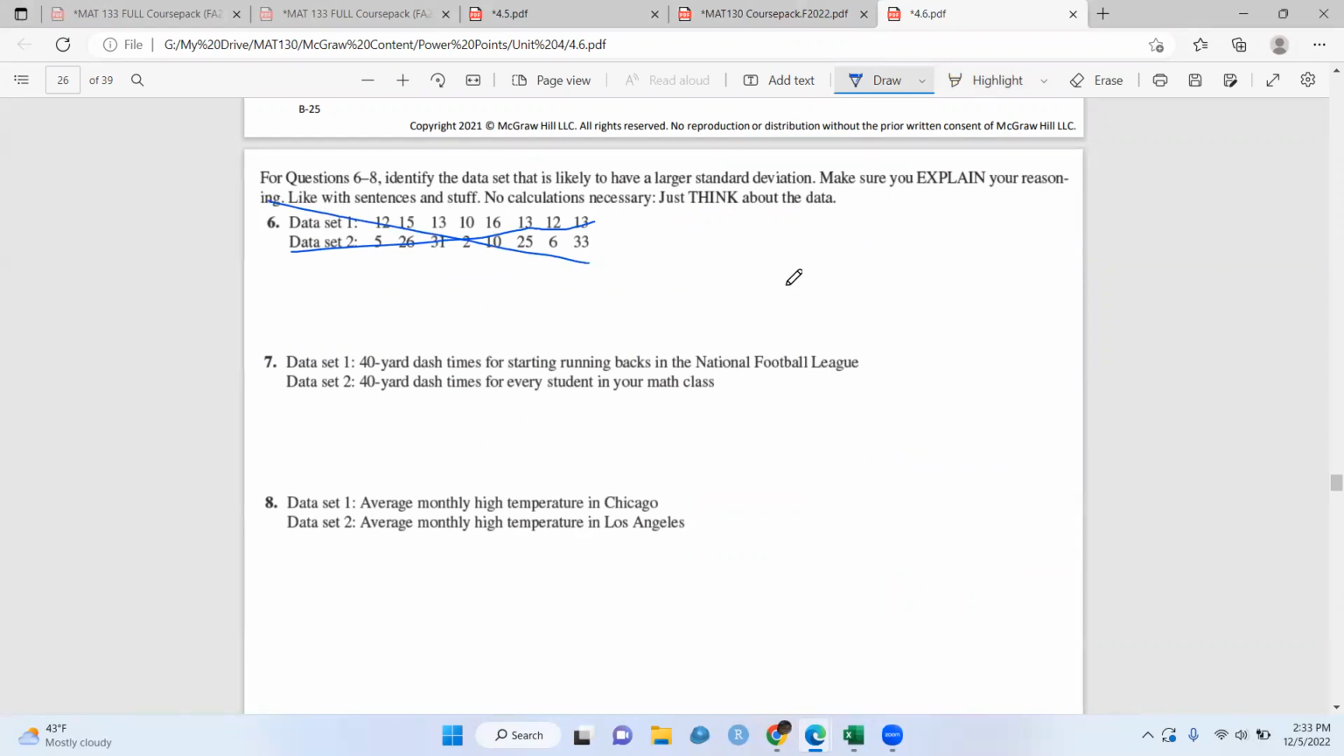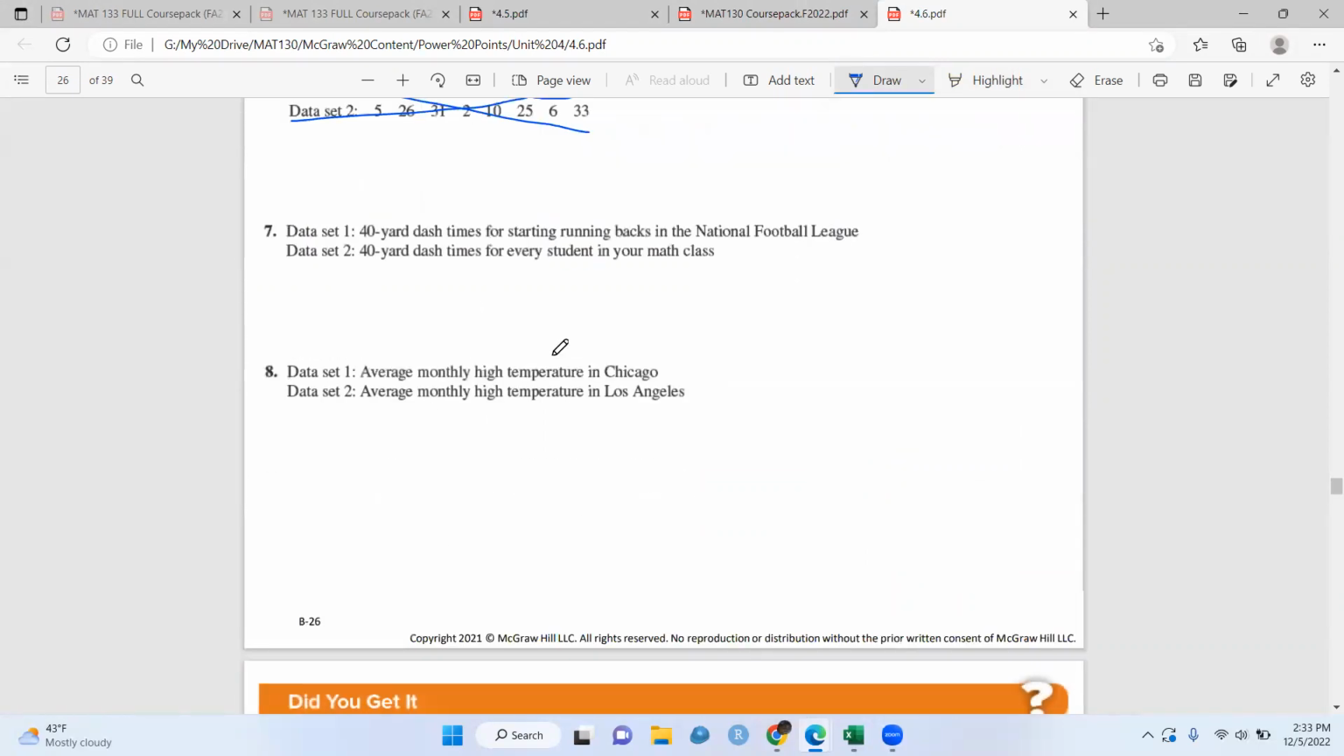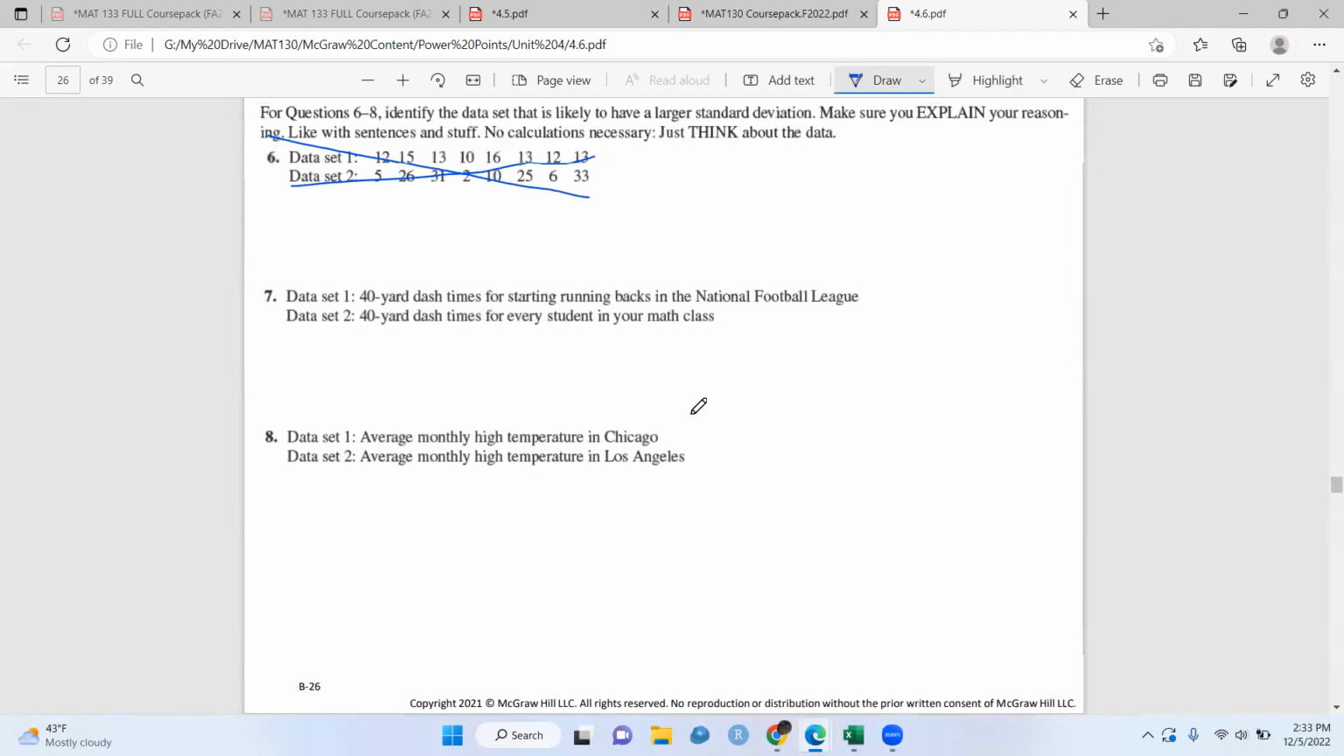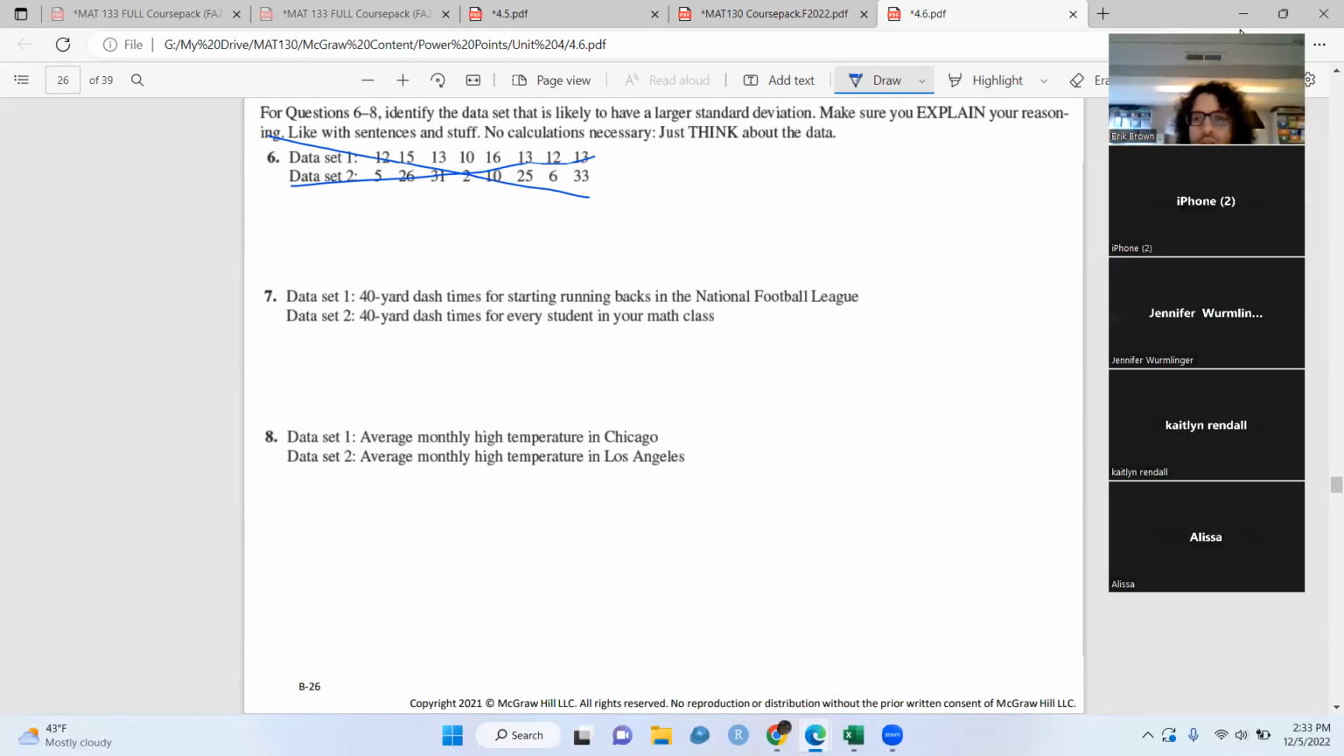For 6 and 7, we're going to think about which one of these 2 would have the larger standard deviation. So the first data set is the 40-yard dash times for starting running backs in the NFL. And the second one is the 40-yard dash times for every student in our math class. So what do y'all think? Which one is going to be more varied in the data values? Which one will have the larger standard deviation?